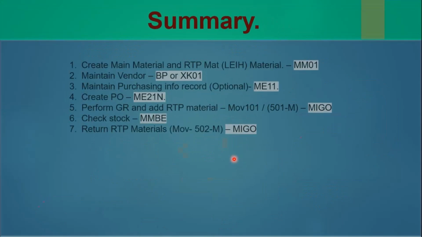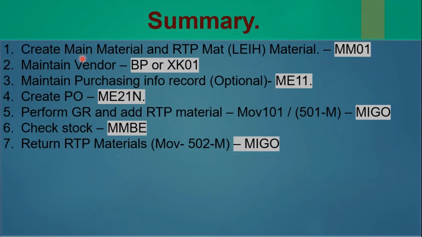So summary, what we have seen. We create the main material, then packaging material in MM01, then we maintain the vendor, if it's HANA in BP, and if it's ECC then XK01. Then the info record, it's optional. Then we create the PO where we won't maintain the RTP material, we will only create the PO for the main material and vendor.